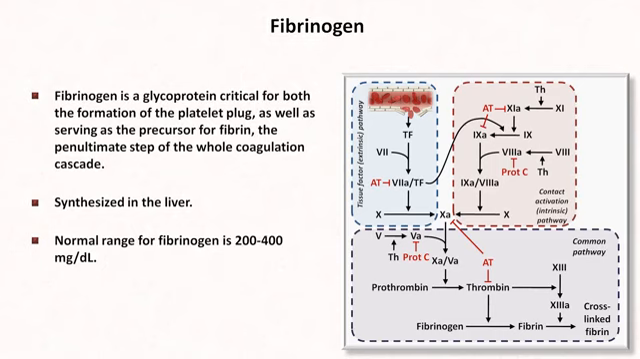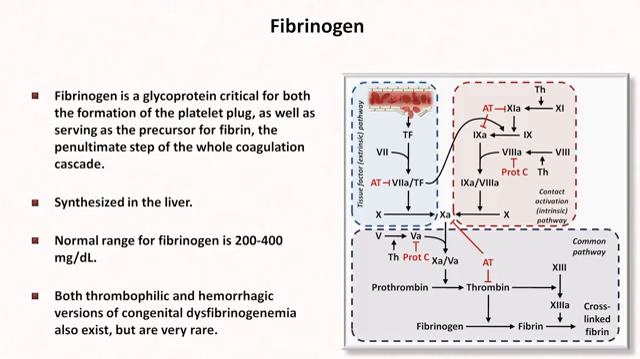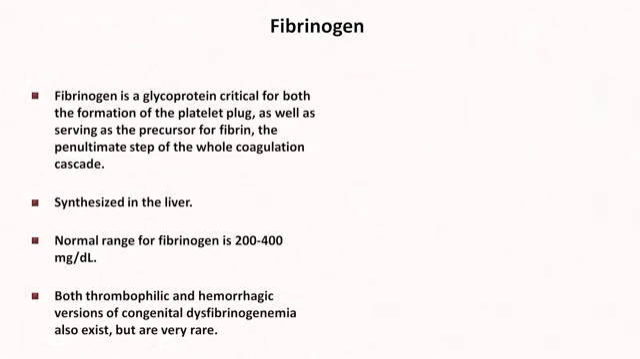Most abnormalities of fibrinogen are quantitative. However, both thrombophilic and hemorrhagic versions of congenital dysfibrinogenemia also exist, in which measured levels of fibrinogen are normal, but these are very rare. Quantitative abnormalities of fibrinogen can either be high or low.